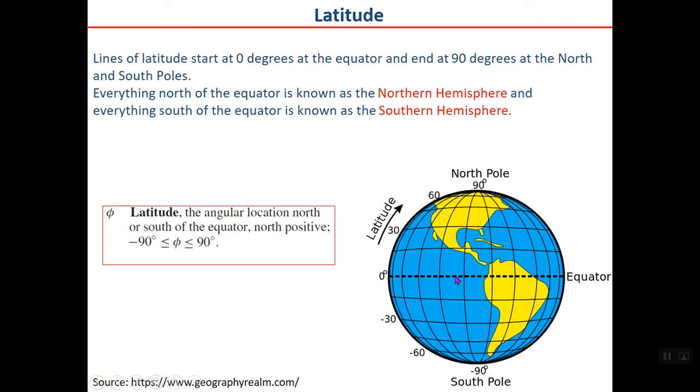Everything north of the equator is known as the northern hemisphere, and everything south of the equator is known as the southern hemisphere. In this course we show latitude by phi, as mentioned in our textbook, and as you can see, it's the angular location north or south of the equator. For north we take it positive or show it with N, and for south we show it by S or minus. As you can see, it varies between minus 90 and 90.